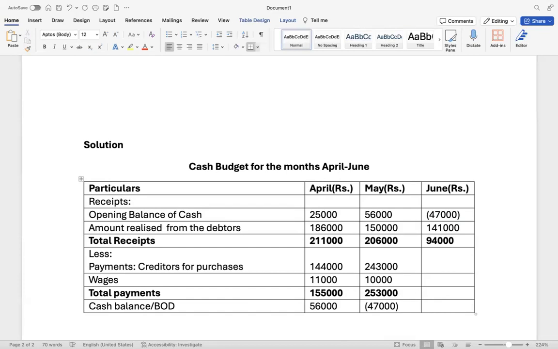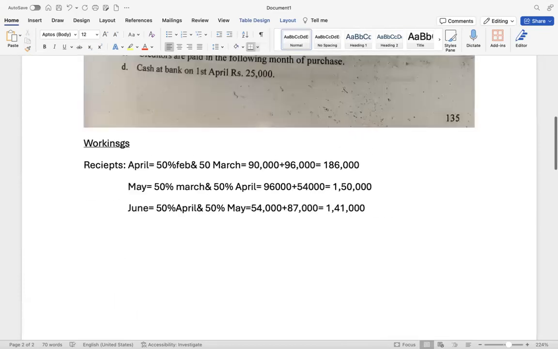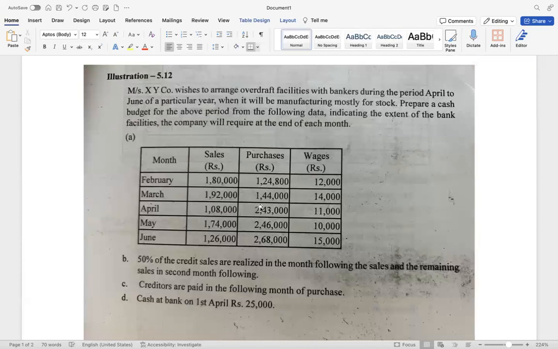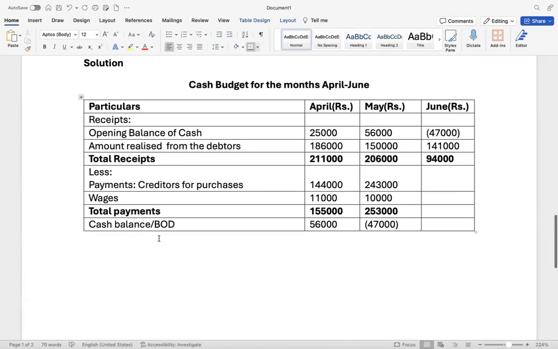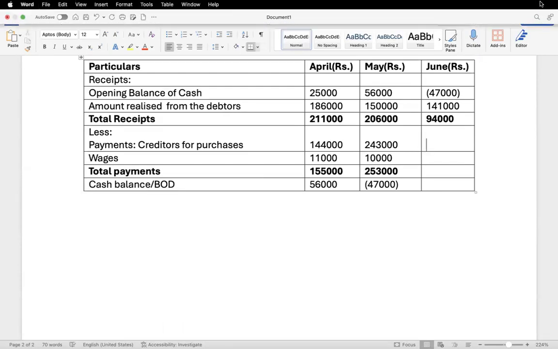Or creditors for purchases. So again, the same rule. Whatever is purchased in the month of May will be paid in the month of June. So 246 is paid in the next month, June. So we'll write here creditors for purchase 2,43,000. Is it correct?